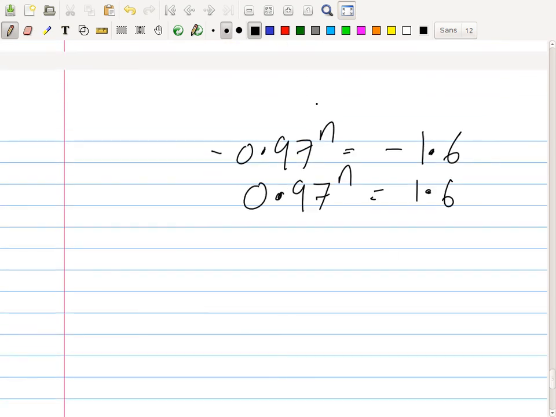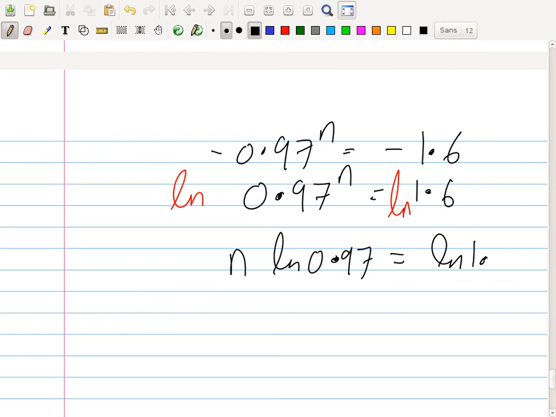How do I get the n here? What do I put on both sides? Log goes on both sides. So I get n times log 0.97 equals log 1.6. This is a problem now. You just divide. Yeah, but I think my answer will be negative, which means I made a mistake somewhere. Can you check? n equals log 1.6 divided by log 0.97.